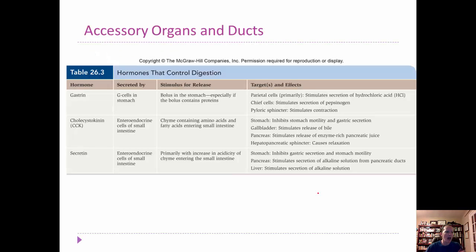So let's talk about how our body is going to regulate these secretions that are going to come from the liver and the pancreas and the gallbladder. The ones that we're going to focus on are CCK and secretin. We actually already talked about gastrin, so we're not going to be looking at that. These are going to be hormones that regulate the accessory structures here.